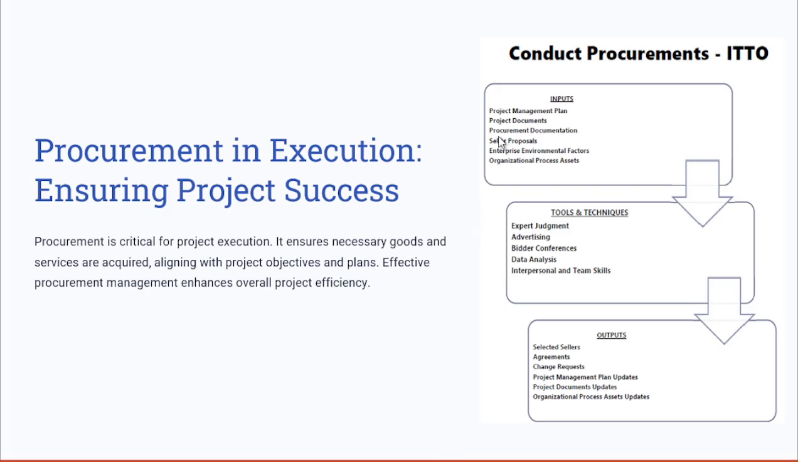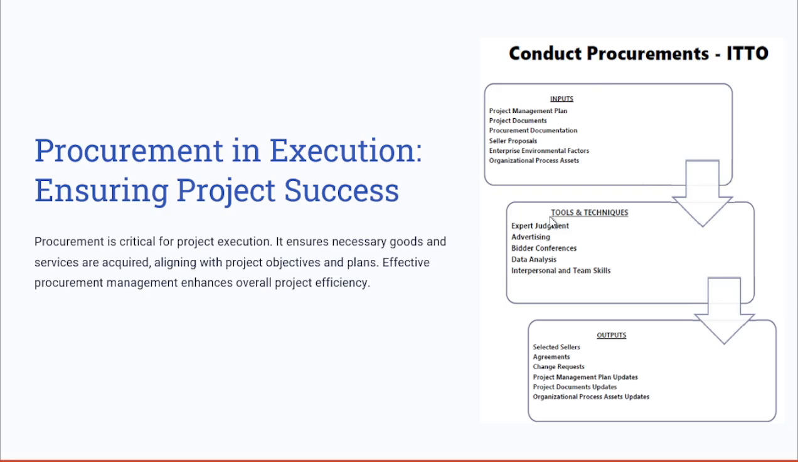And the key tools and techniques that we are going to use when we are conducting the procurement part of the execution phase: the key inputs are the PMP plan, the project documents, and the procurement documentation, where you have, let's say, documented all of the necessary equipment or goods that you're planning to procure. Apart from the planning phase, you have the seller proposals or the RFPs, and the other procurement documentation, the RFI, the RFP. We already have covered that in the planning phase.